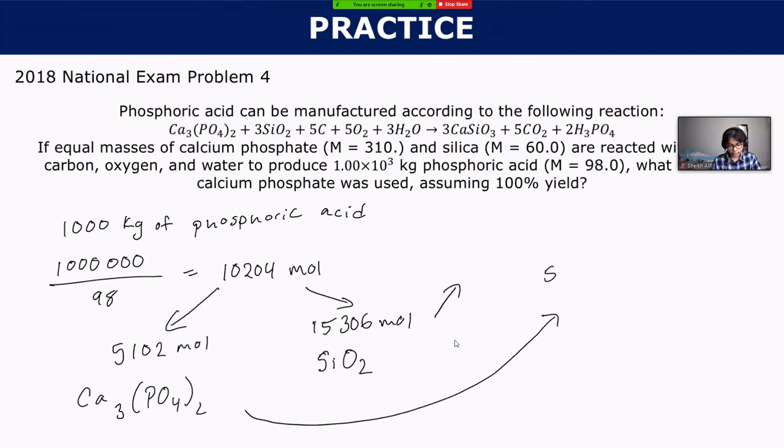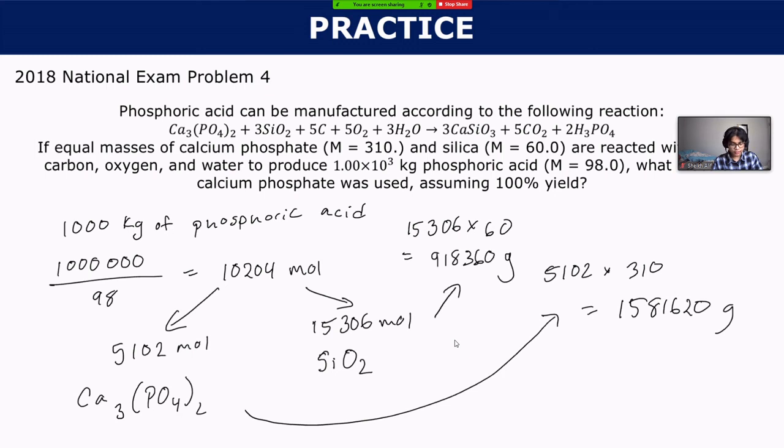So 5,102 moles times 310, that's going to be a big number, 1,581,620 grams. While this one is going to be 15,306 times 60, which is also a big number, but it's not as big.